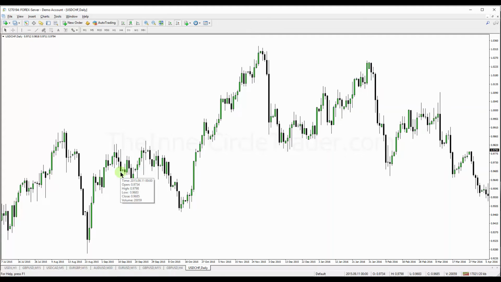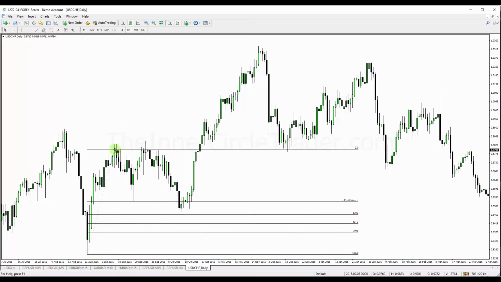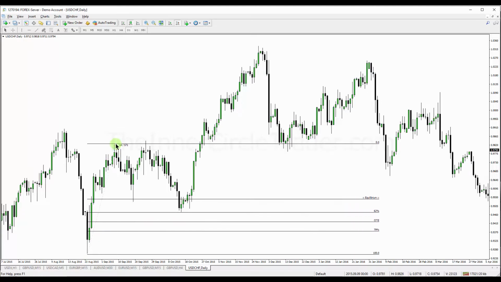Now, what is equilibrium? Equilibrium is a midway point of a price move. Okay, so we're measuring the high from this low. You take your fib, you draw it up to the low, and you drop it. Equilibrium is over here. Let me scrunch this up a little bit more.